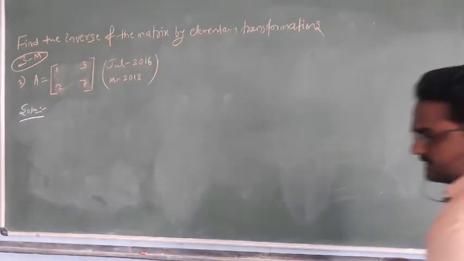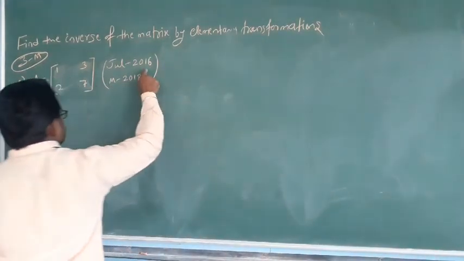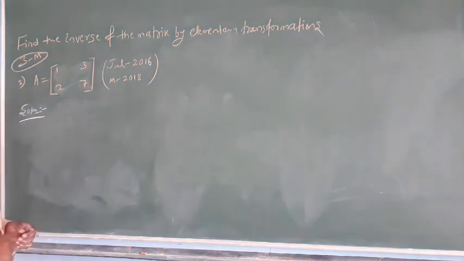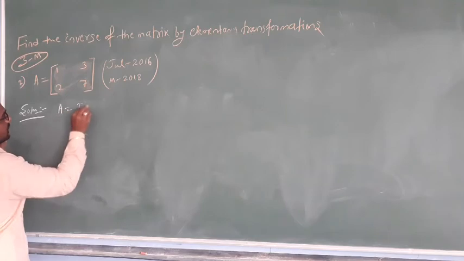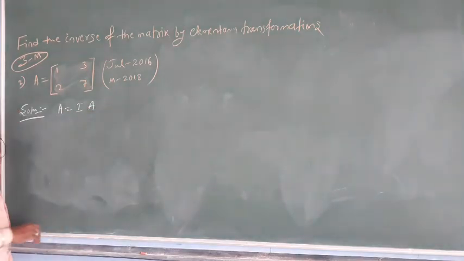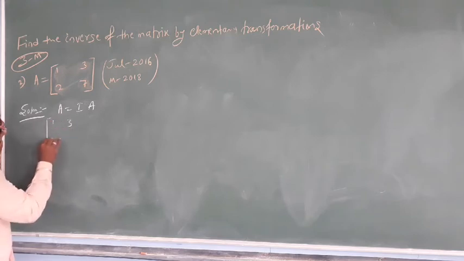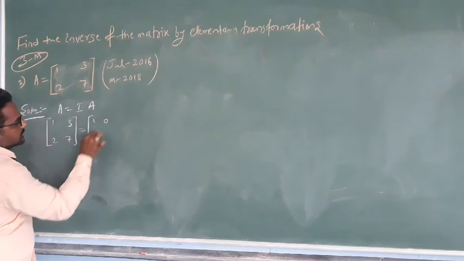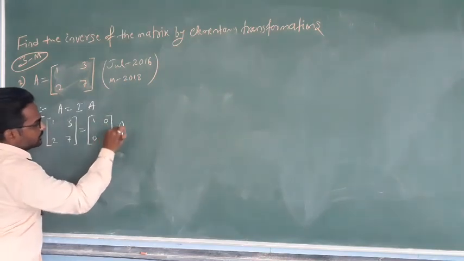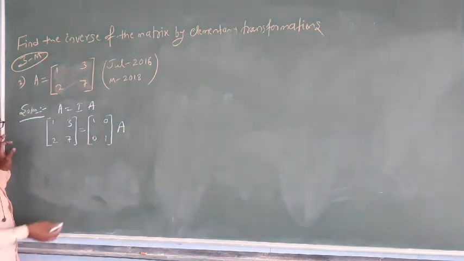Okay, next problem, students. It appeared in July 2016 as well as March 2018. So observe the solution here. A equals IA. What is A here? A is 1, 3, 2, 7 equals I, which is 1, 0, 0, 1, into the matrix A. So apply certain operations here.